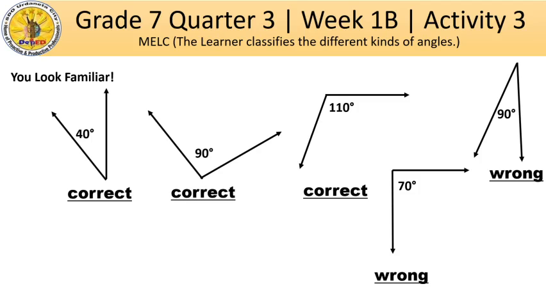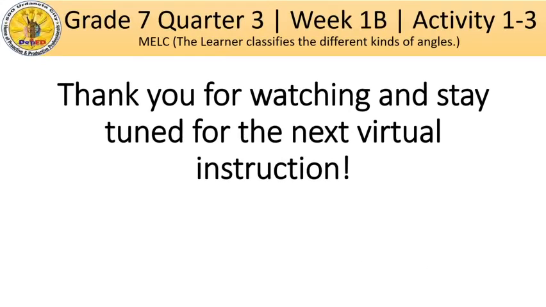So the first one is correct. Why correct? Because an acute angle measures 40 degrees, right? How about the second one, which is 90 degrees? It is also correct. And with the given examples, we have there two wrongs. So the one that is 90 degrees is wrong. Because, isn't it, it is an acute angle, and an acute angle measures less than 90 degrees. The right angle is already there in the second example. The 70 degrees is also wrong because it is supposed to be a right angle and it measures 90 degrees.